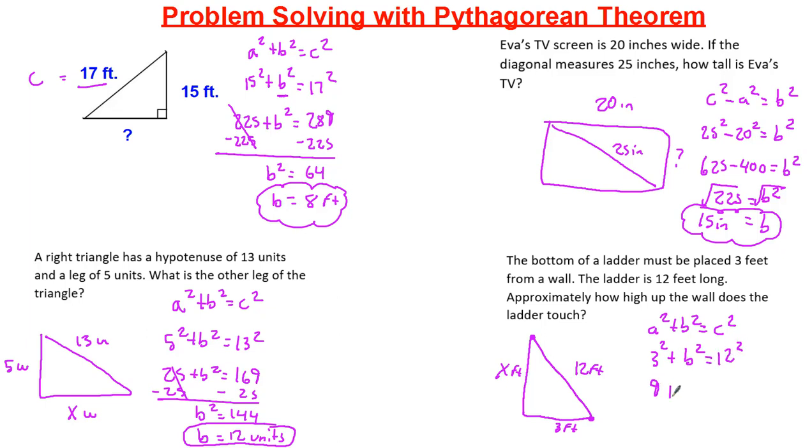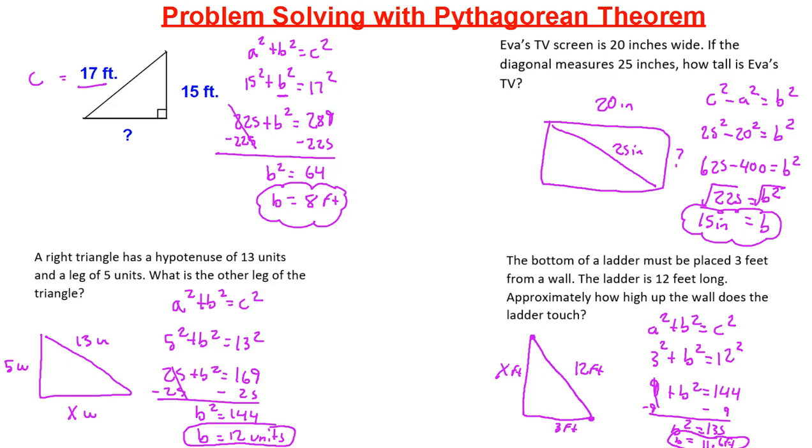So we got 9 plus b squared is going to be equal to 144. Alright, so now just minus 9 and minus 9. So you got b squared, 144 minus 9 should give me 135. So b is equal to the square root of 135. So this is going to be approximately 11.6. 11.6 feet. Okay?